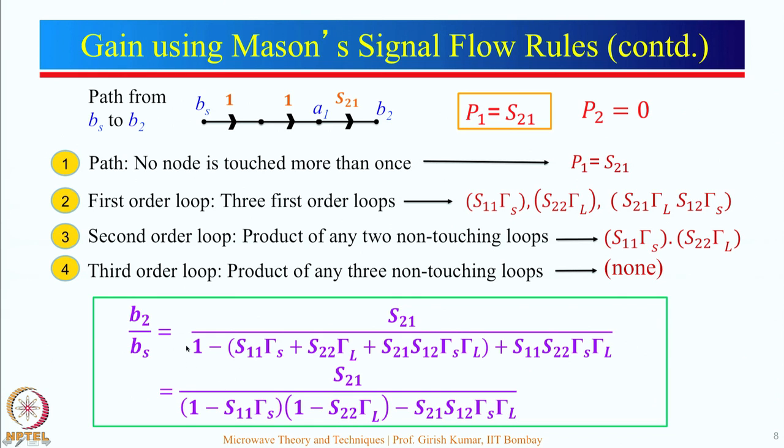Let us see now the denominator. Denominator is 1 minus summation of the first order loops. So, you can see here S11 gamma S, then S22 gamma L, then this term over here. So, that is the summation of the first order loops, and then plus summation of second order loops. Okay. And there is only one term, so that comes over here. Now, this expression can be simplified in this particular form. We will see later on how this particular form will be useful to design the gain of this particular amplifier.